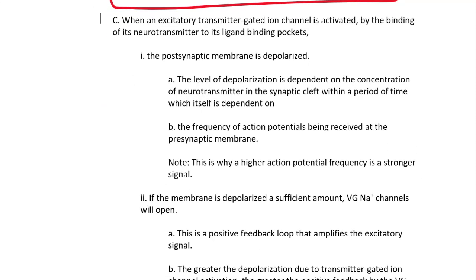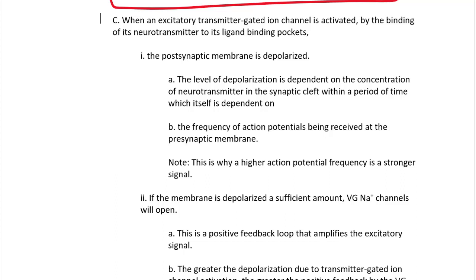When an excitatory transmitter-gated ion channel is activated by the binding of its neurotransmitter to its ligand binding pockets, the postsynaptic membrane is depolarized. The level of depolarization is dependent on the concentration of neurotransmitter in the synaptic cleft within a period of time, which itself is dependent on the frequency of action potentials being received by the presynaptic membrane. Note, this is why a higher action potential frequency is a stronger signal.